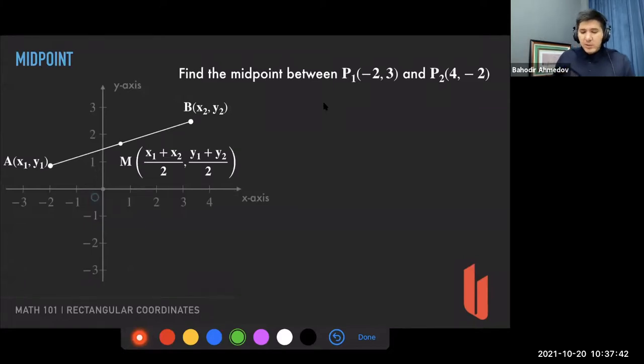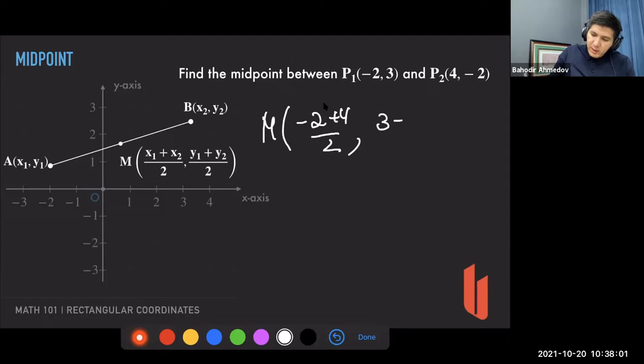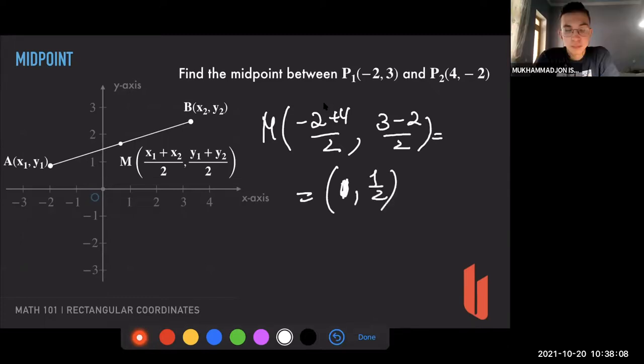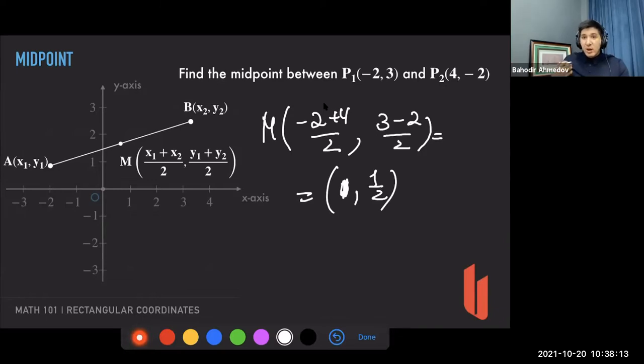The midpoint between two points is found by simply taking the average of the x coordinates and y coordinates of the corresponding points. Let's do this for this example. The midpoint is going to be equal to (-2 plus 4) divided by 2, and (3 minus 2) divided by 2. It is going to be equal to 1, and 1 over 2. The midpoint between two points can be found by just taking the averages of the coordinates of the points.